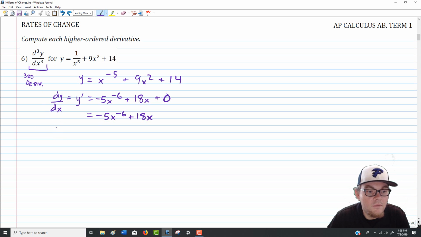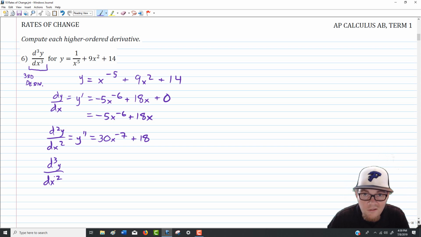We want the third. So let's compute the second derivative, which we could call, keeping this notation the same, d2y over dx squared. Could also call it y double prime. From here, we want to take the derivative of this guy. That's going to be negative 5 times negative 6 when it comes down, which is 30x to the negative 7 plus 18. And then finally, we were supposed to find the third derivative, so we're going to take the derivative one more time. And notice none of these derivatives are particularly difficult. We just have to keep track of them and, of course, do all the intermediate derivatives.